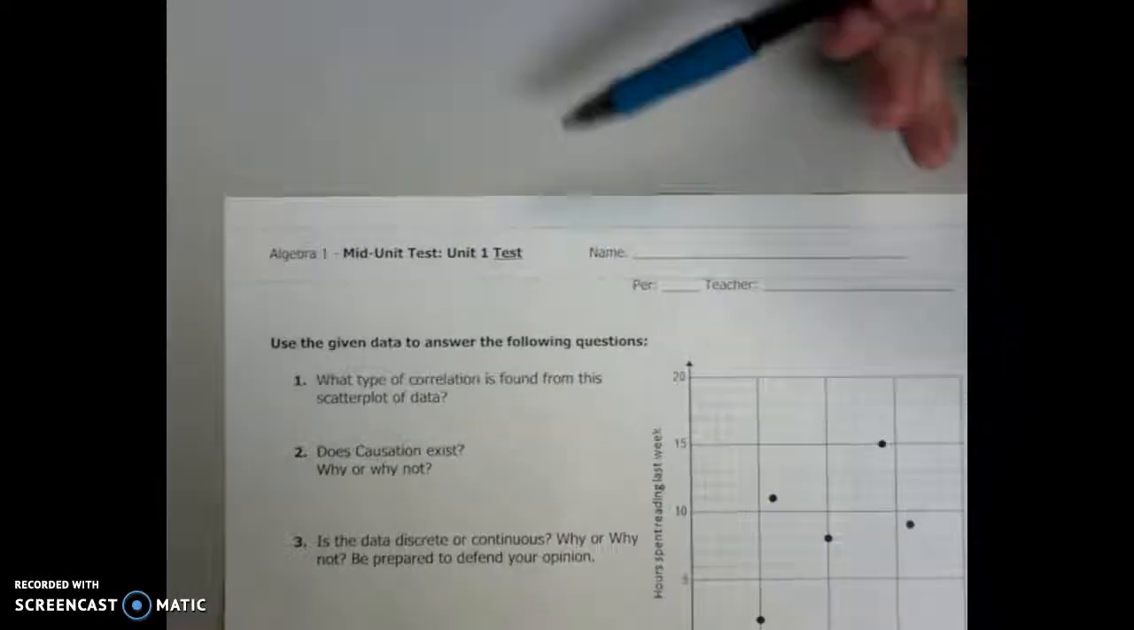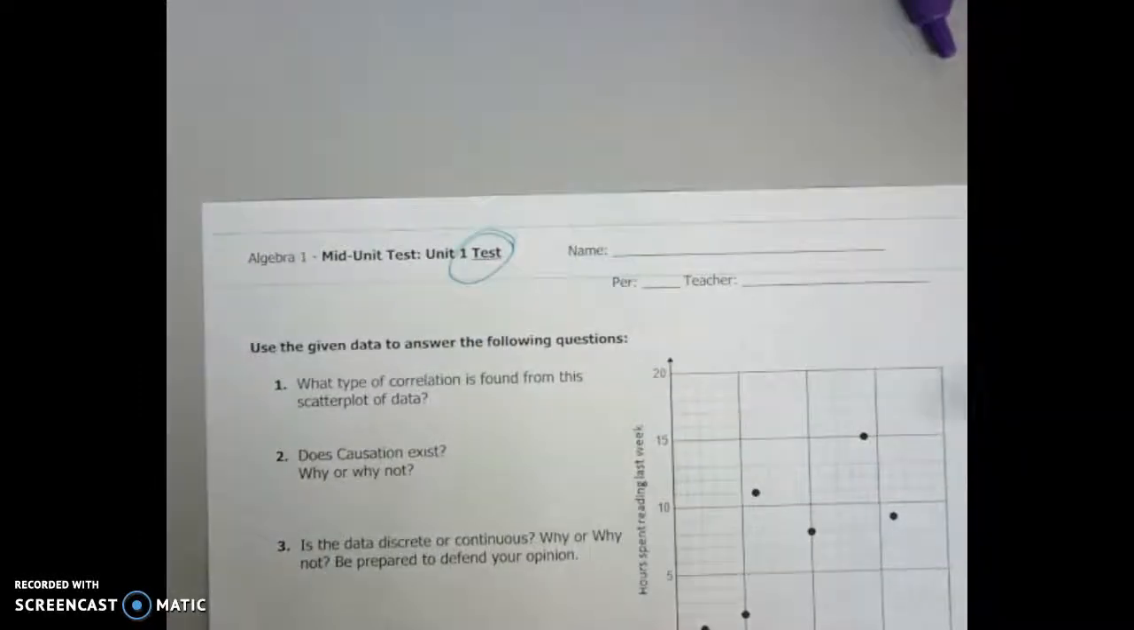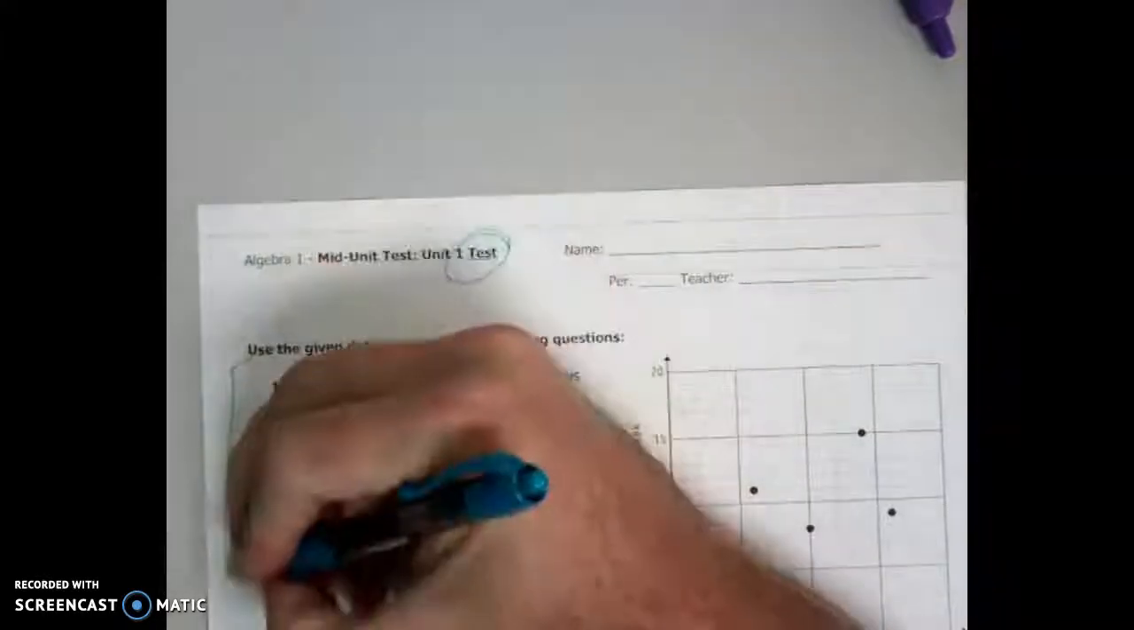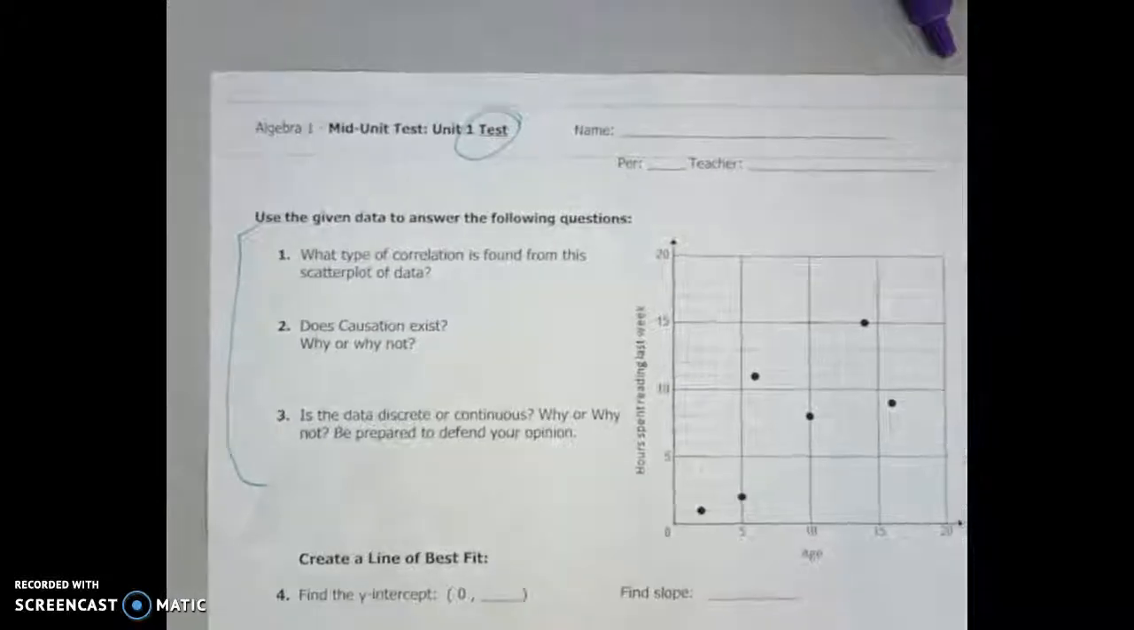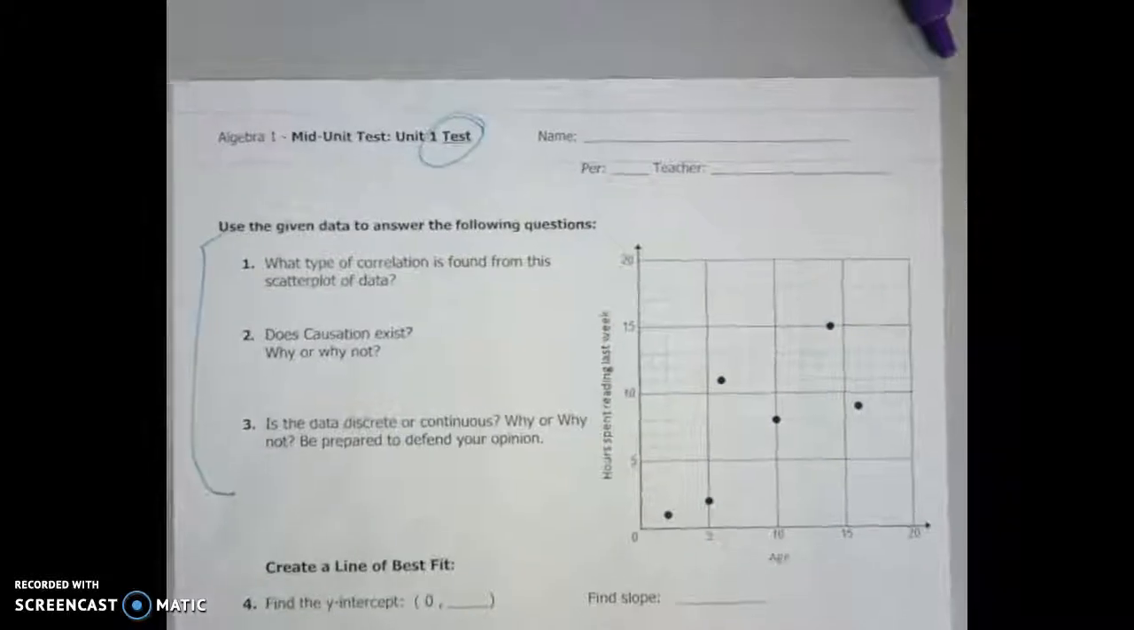Alright, today we are going over a review. It is actually just a secondary copy of the test that you're about to take. So, the first three questions here, you will not use your calculator on. No calculator on the first three questions.